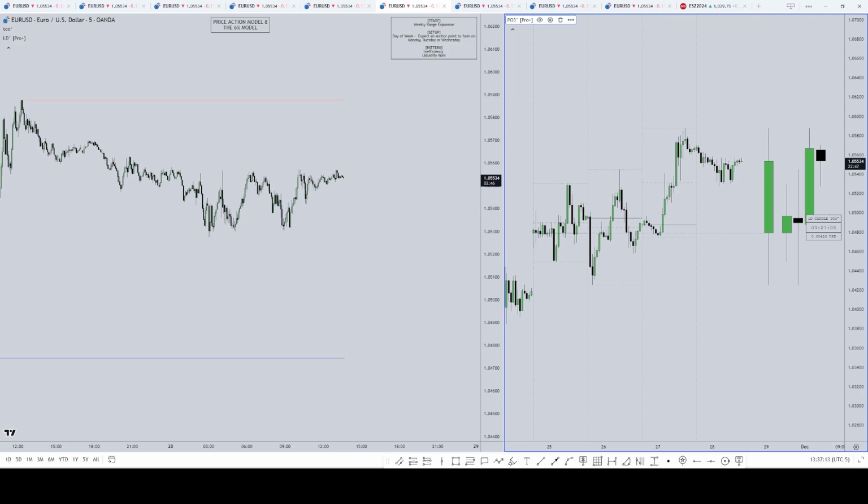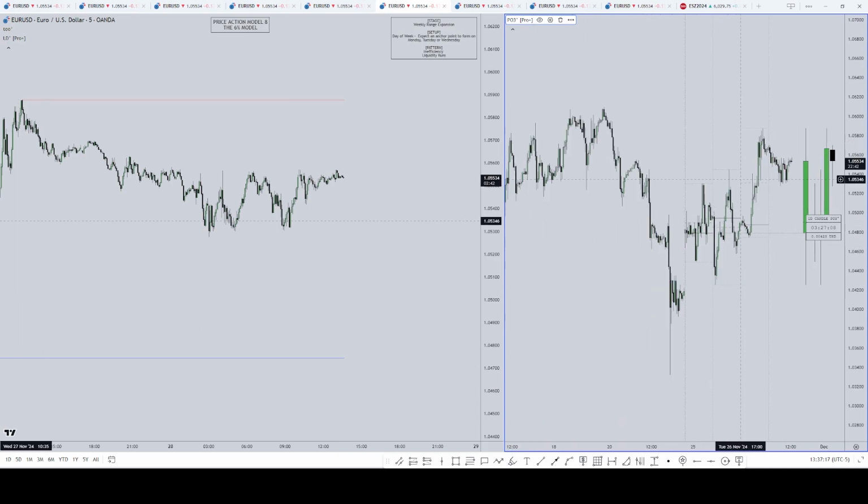And then, of course, there's all types of ways you can determine where you should take your profits. You can do it based on standard deviations. You can do it based on internal range liquidity or external range. It's all up to you, honestly. I'm not going to tell you what you have to do, of course.